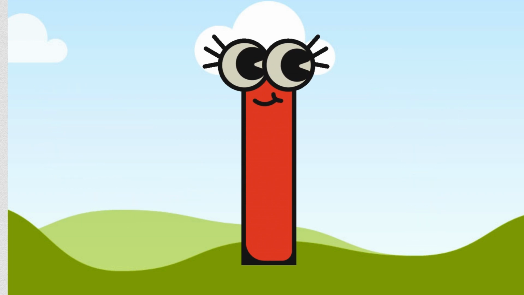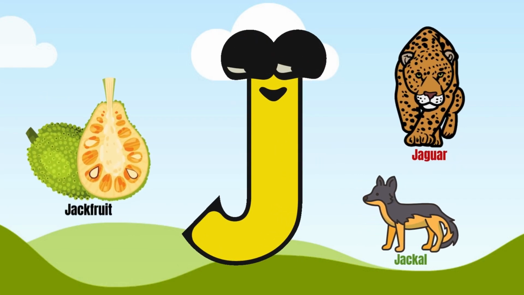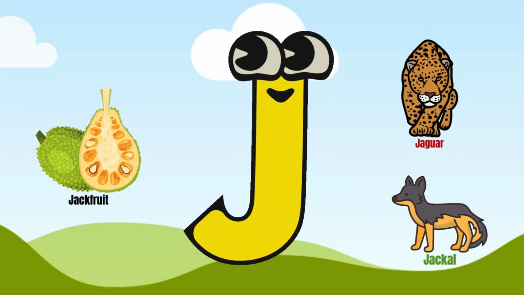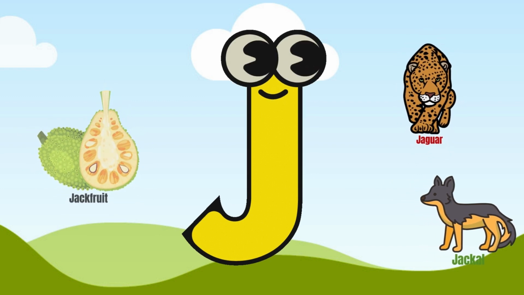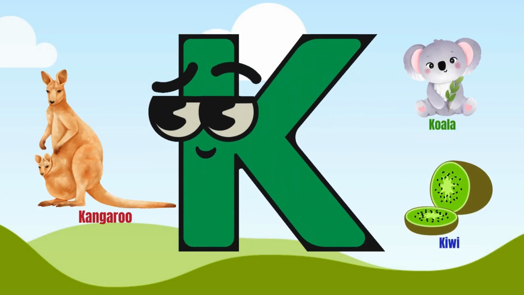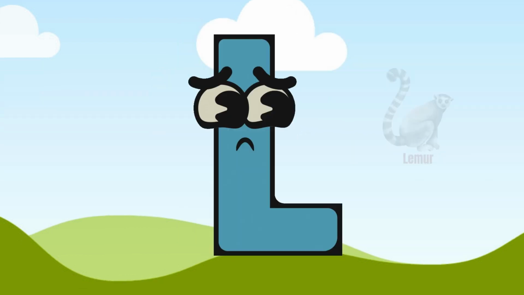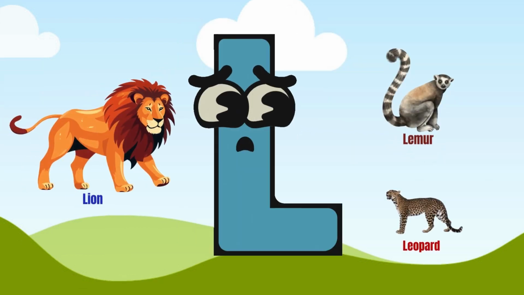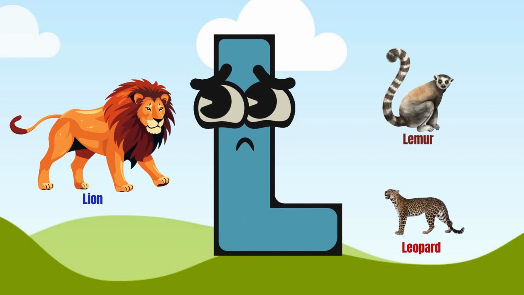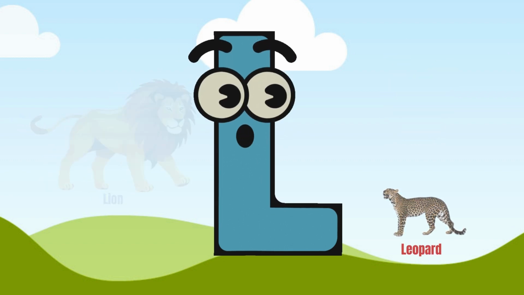I is for iguana. I is for ibex. I is for llama. J is for jackal. J is for jackfruit. J is for jackal. K is for kangaroo. K is for koala. K is for kiwi. L is for lemur.